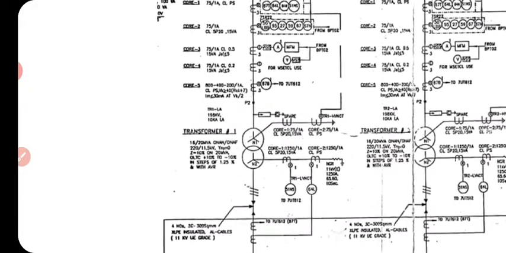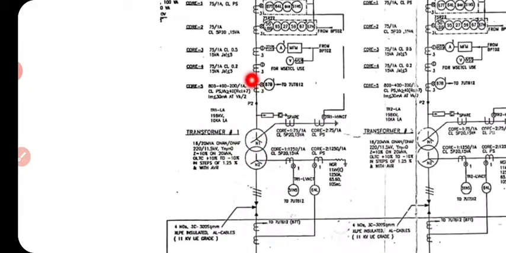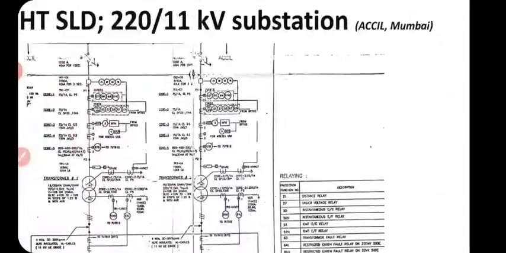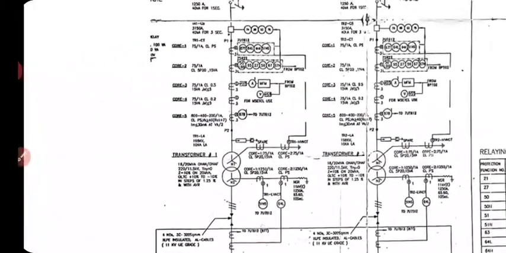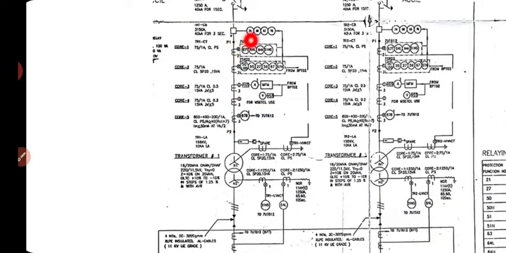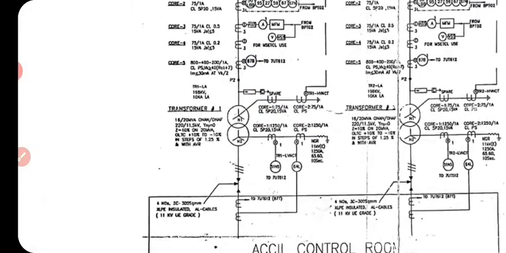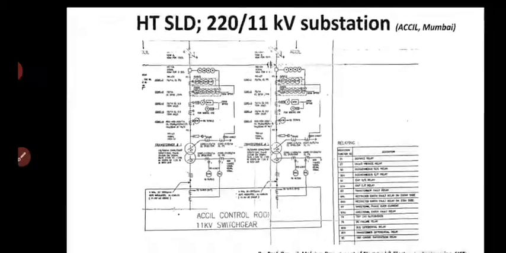Now coming to the transformer, so this is the transformer. 220 kV is given as input to the transformer, and 11 kV is stepped down. If we look at all these protective schemes, we see that these cores are connected to the transformer and bus to protect all their equipments. So all the protection schemes are employed here.